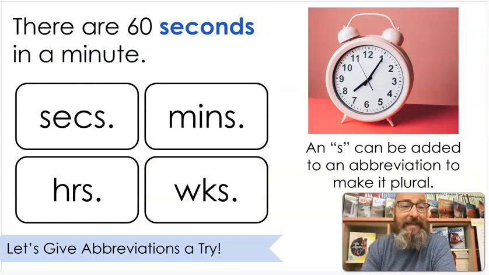There are 60 seconds in a minute. And I want you to notice that unlike the last one, all these abbreviations end with an S. And an S can be added to an abbreviation to make it plural. It doesn't happen very often, but it can happen sometimes. Which one of these would be for seconds? That's correct, S-E-C-S. The abbreviation for second would just be S-E-C, but since it's more than one, I have to add an S, and I add one there too.